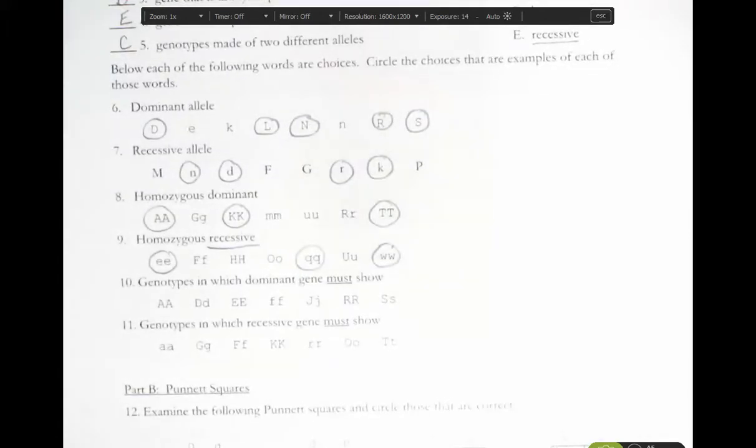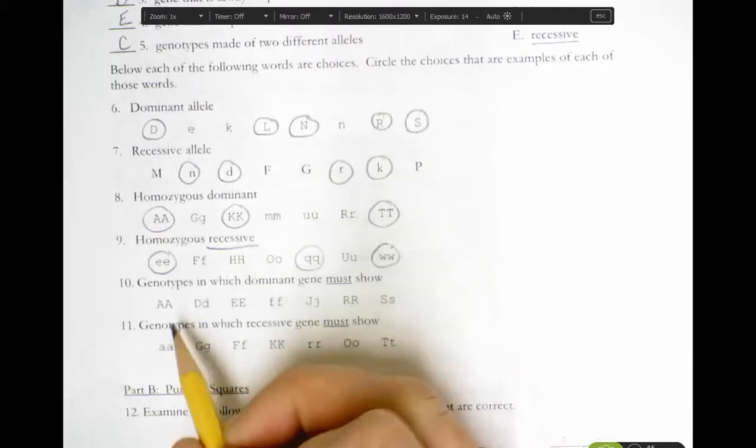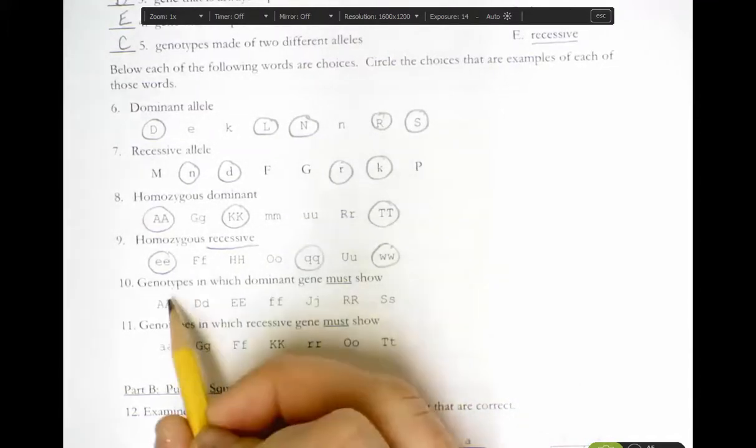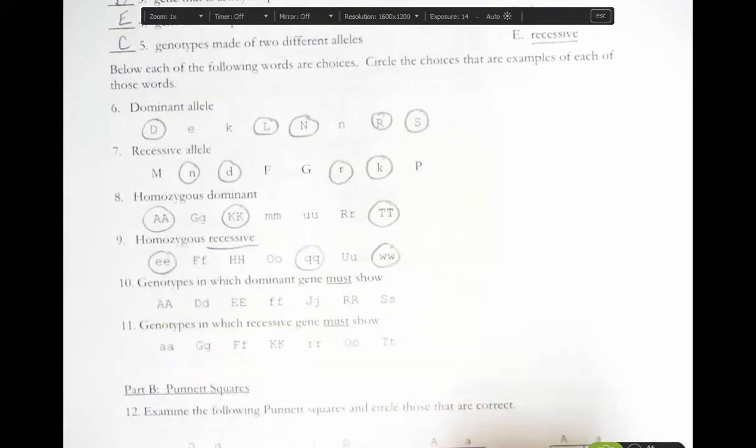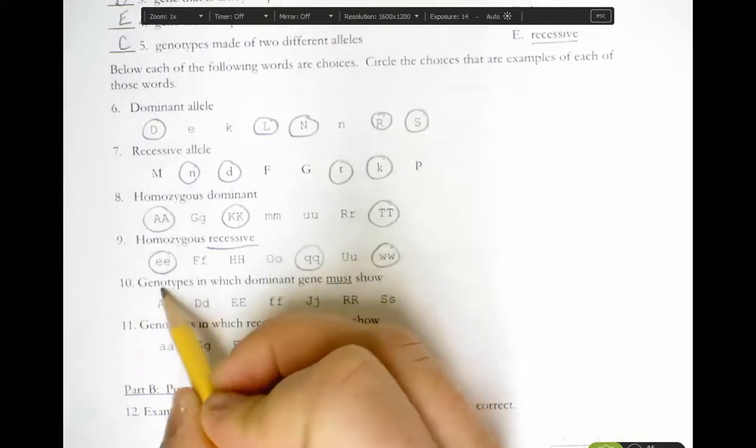Alright, number 10. Genotypes in which a dominant gene must show. So we're looking anytime a dominant gene is going to be present in the phenotype. Will the dominant gene be present in a phenotype if the alleles are uppercase A, uppercase A? Yes, they absolutely will be. So we want to circle that one.